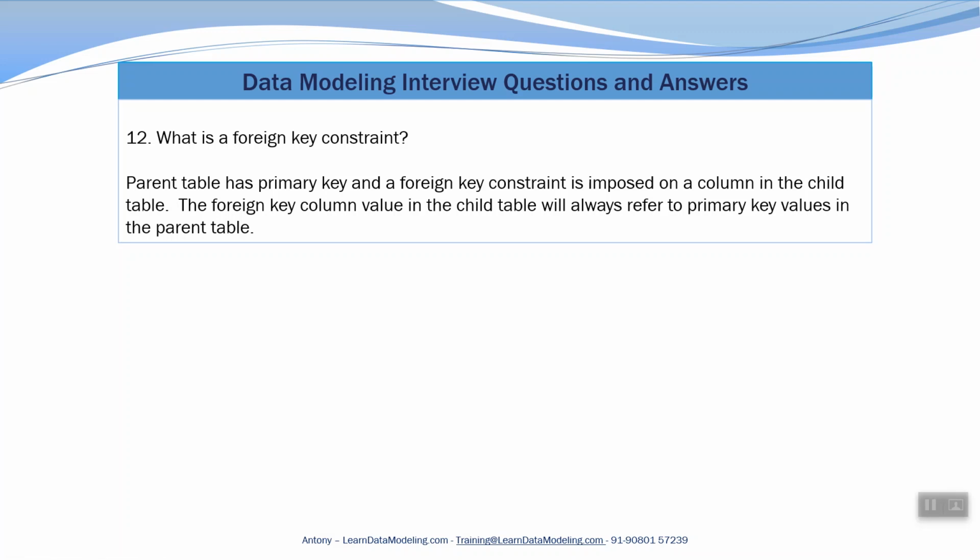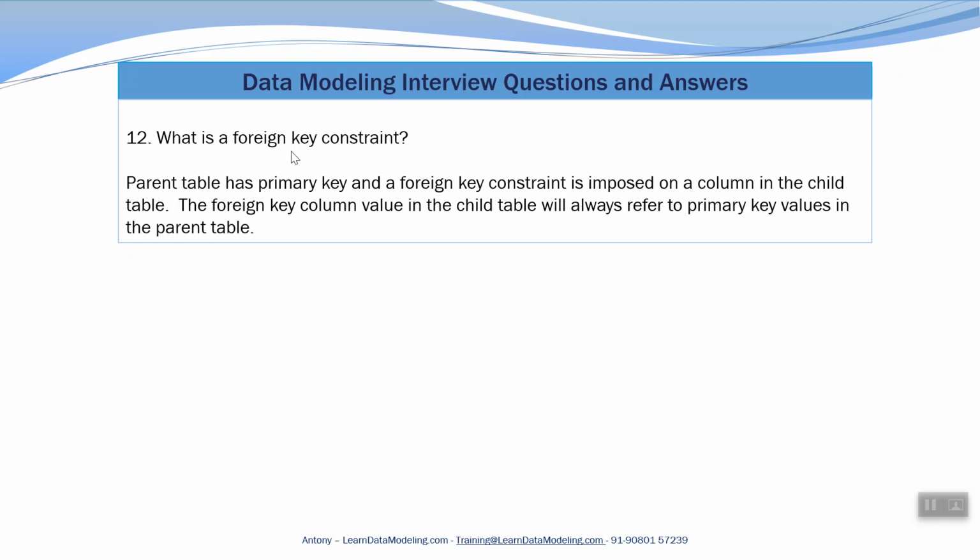Welcome back to data modeling question answer session. In the earlier sections, I explained what is a primary key, what is a composite primary key, what is identifying relationship, and what is non-identifying relationship. This is about foreign key constraint as well as composite foreign key constraint.